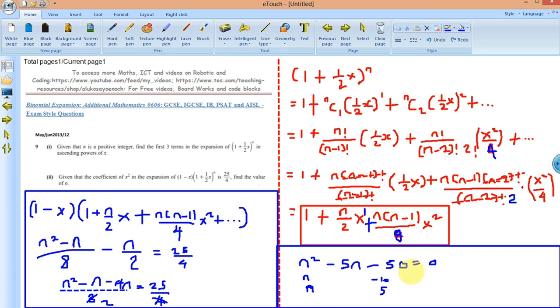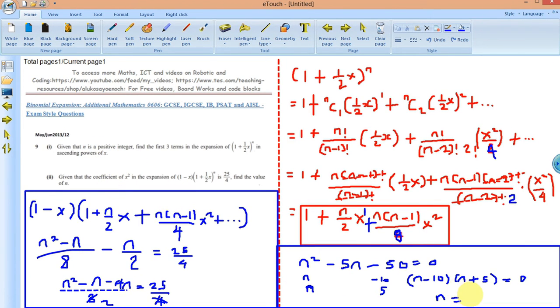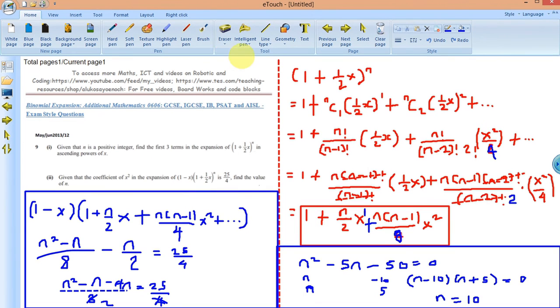If you factorize this one now, you're going to have n minus 10 and n plus 5. If you expand, that should give you that trinomial equation here. You can confirm that, guys. So equals 0, so I can conclude that n equals 10 or n equals minus 5. But n is a positive integer, so the only solution is n equals 10, because n plus 5 equals 0 gives minus 5. So the solution there is n equals 10.